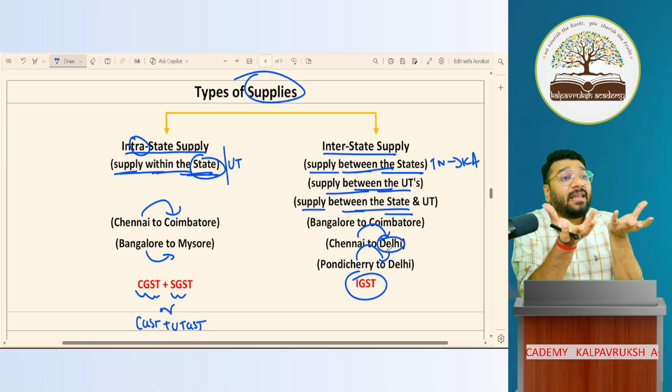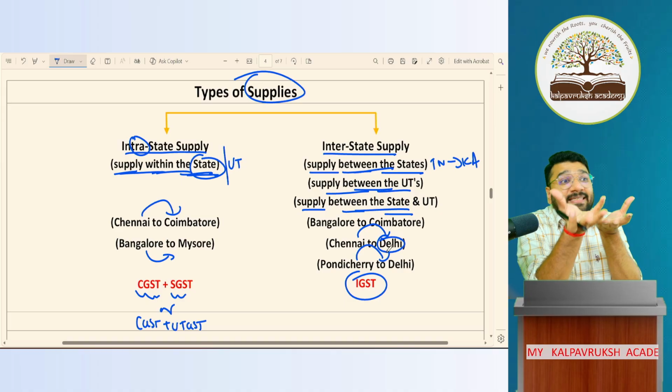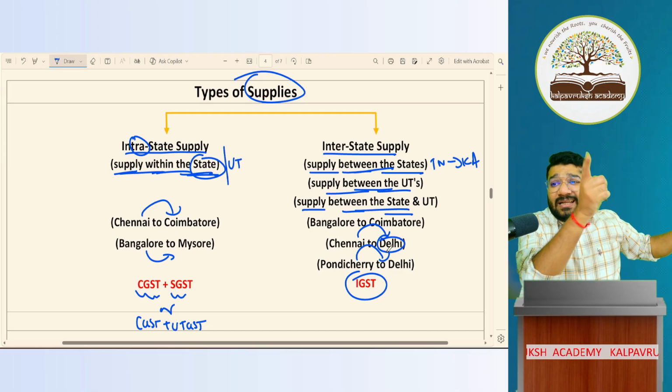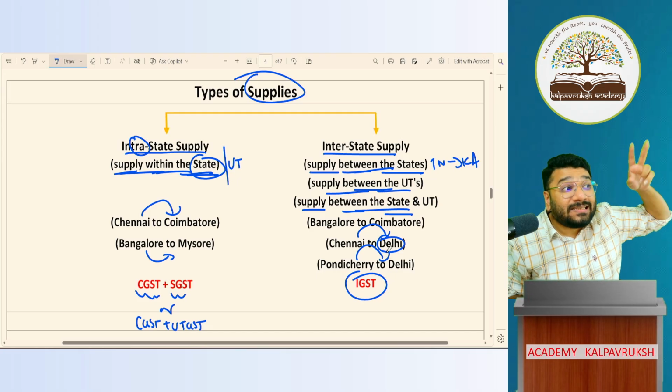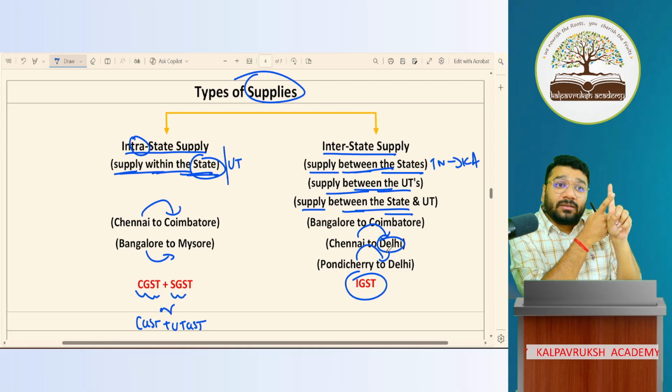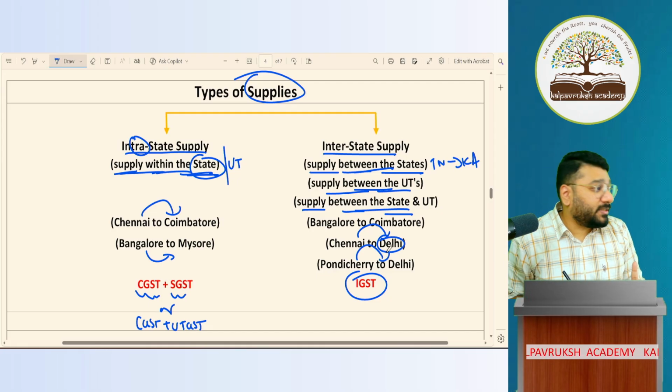Pondicherry to Delhi. Pondicherry is a union territory. Delhi is another union territory. Between them, there is buying and selling happening. Rishi, what GST will come here? IGST will come here. Okay, not okay. Interstate supply, IGST. Intrastate supply, 2 GST will come: CGST, SGST or CGST and UTGST.